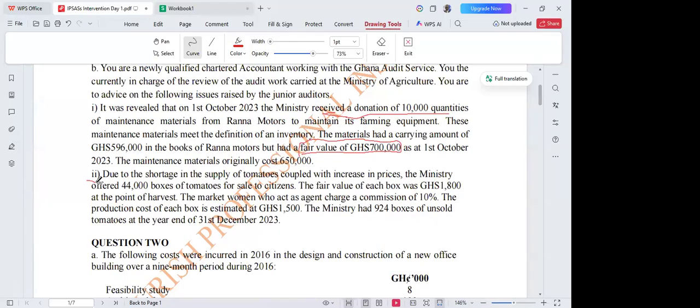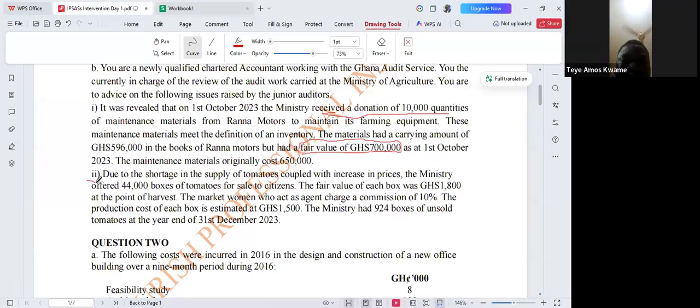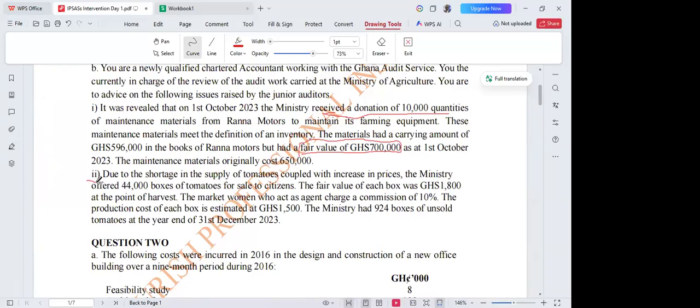Due to the shortage in the supply of tomatoes coupled with increase in prices, the ministry offered 44,000 boxes of tomatoes for sale to citizens. The fair value of each box was 1,800 cedis at the point of harvest. The market women who act as agents charge a commission of 10%. The production cost of each box is estimated at 1,500 cedis. The ministry had 924 boxes of unsold tomatoes at the year end of 31st December 2023. What type of inventory are we dealing with in this case?